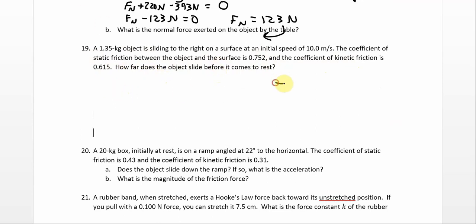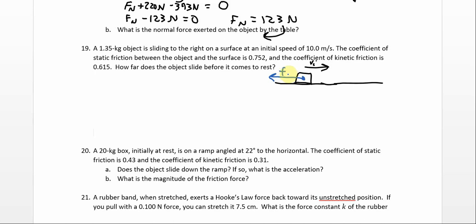All right, so the picture looks like this. We have an object. It's sliding to the right. We have an initial speed of 10 meters per second. But there is friction, and there are no other forces horizontally. So, in fact, let's put that in. So friction is going to go this way. And we have to decide, is it static or is it kinetic?